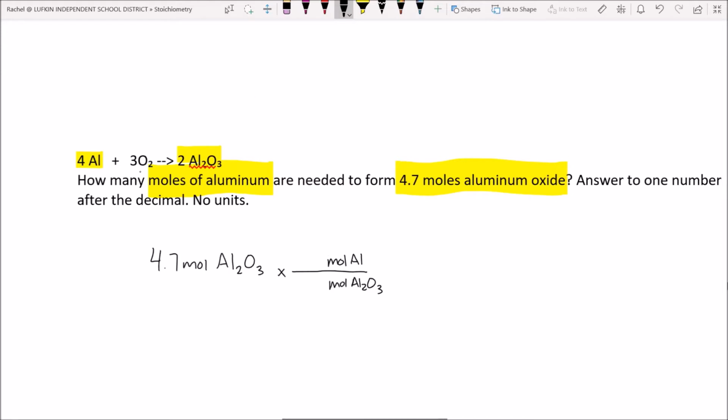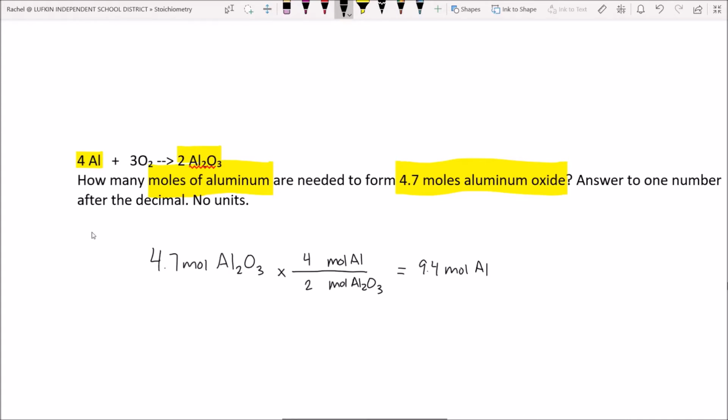So now we're just going to put in the numbers. What numbers are we going to put in? 4 and 2, okay? Does that make sense? So it's essentially going to be 4.7 times 4 over 2, right? So what number did you guys get? 9.4 moles of aluminum is the correct final answer for that. And you would write it all out like that, okay? Awesome. Okay, let's do one more example here.